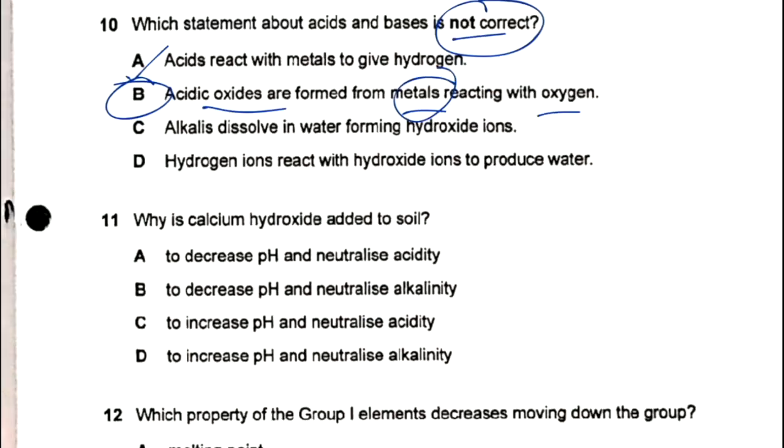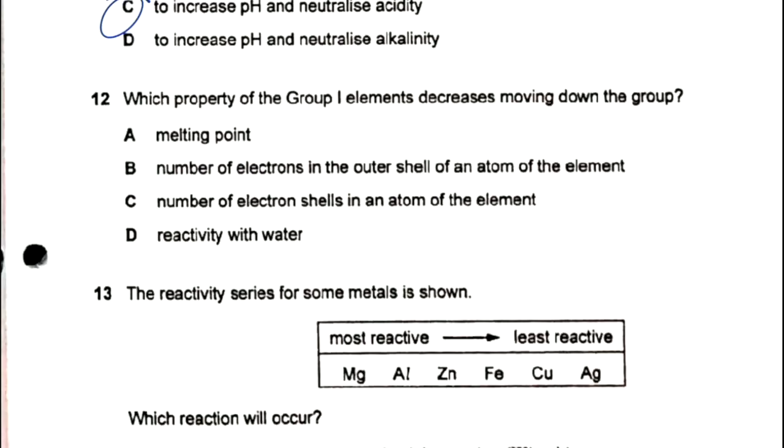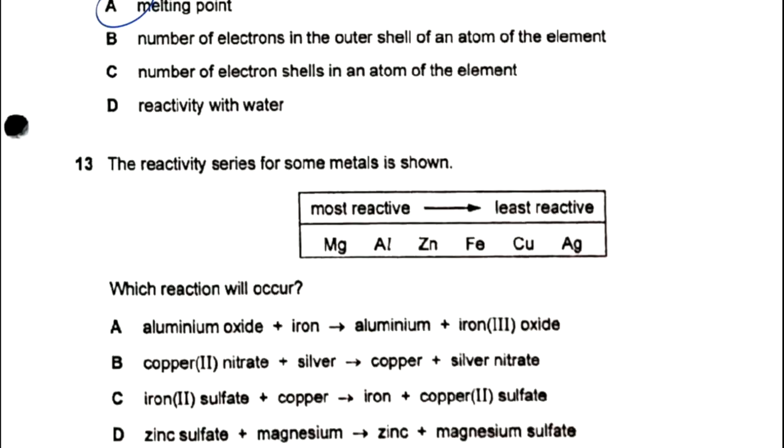Okay, why is calcium hydroxide added to soil? To increase the pH and neutralize acidity. 11C, right? Because calcium hydroxide is alkaline, so it will increase pH and neutralize acidity. 12. Which property of group 1 decreases down the group? So 12 is A, the melting point decreases down the group. Gotta memorize this periodic table.